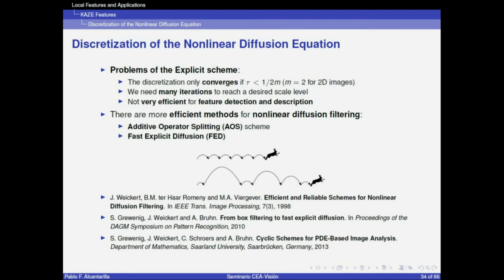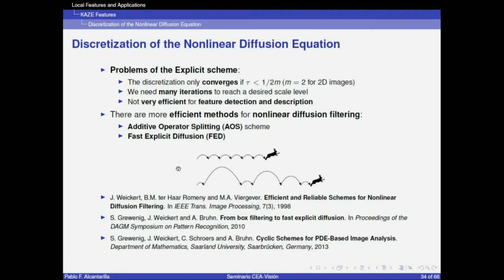But there are more efficient methods for nonlinear diffusion filtering. The group of Joachim Weickert has been working for the last, I would say, 20 years on developing efficient methods for nonlinear diffusion filtering. The two main methods that are completely stable for any time step are the additive operator splitting (AOS) scheme, and, about 2 years ago, they proposed a very nice mathematical method called fast explicit diffusion. Fast explicit diffusion computes dynamic time steps for performing nonlinear diffusion filtering, and the combination of them results in a stable nonlinear diffusion filtering.